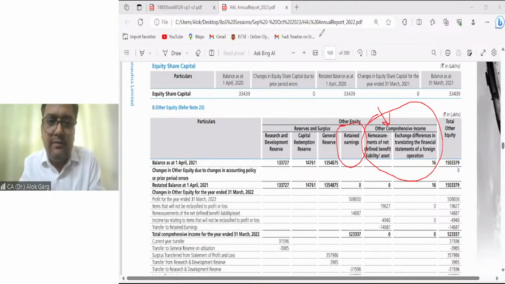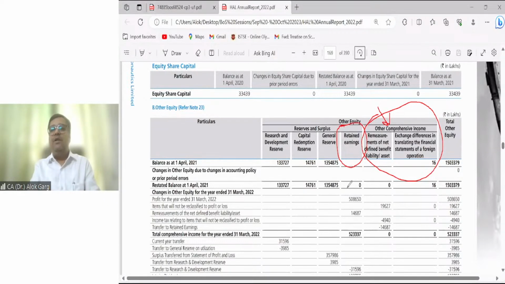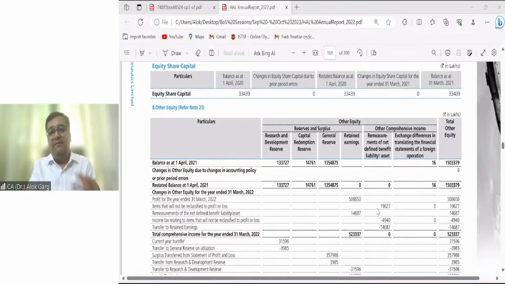Okay, let's move on. So statement of changes in equity is nothing. It's a movement in capital and movement in reserves and surplus. That's all. So this is your statement of changes in equity. Not much guidance is there for statement of changes in equity. I have already covered in detail in my last session on Ind AS 1. So let's go back to the presentation.